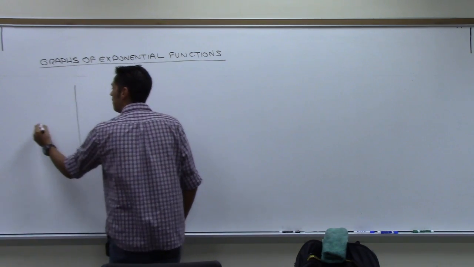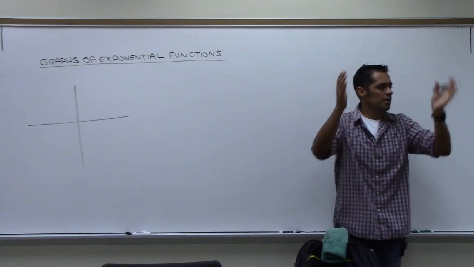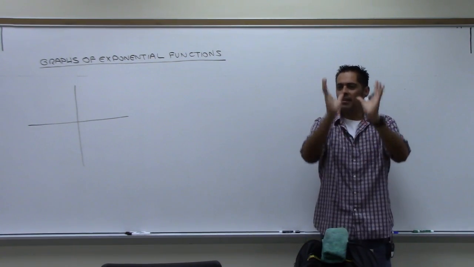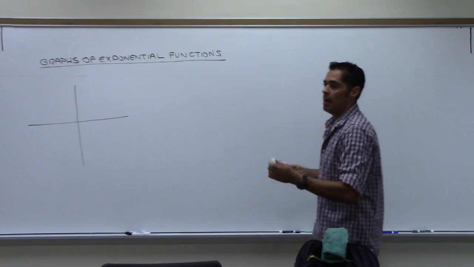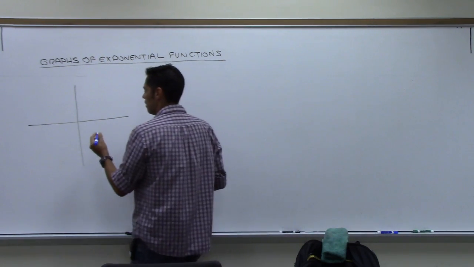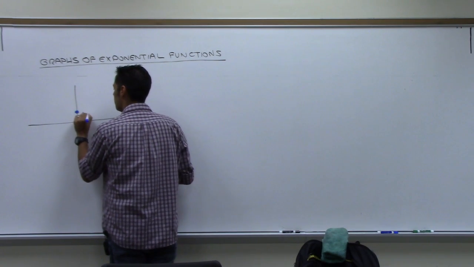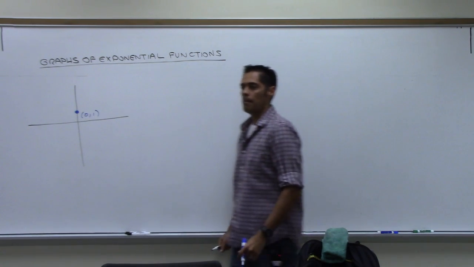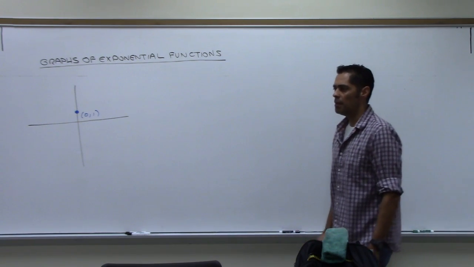Here's what they look like. Do you remember when I first introduced a parabola? We said they're going to look like U's and they either open up or down. Same story here, but they don't look like parabolas. They look like this. First of all, they all go through this point, (0, 1). All right? They all include that point.